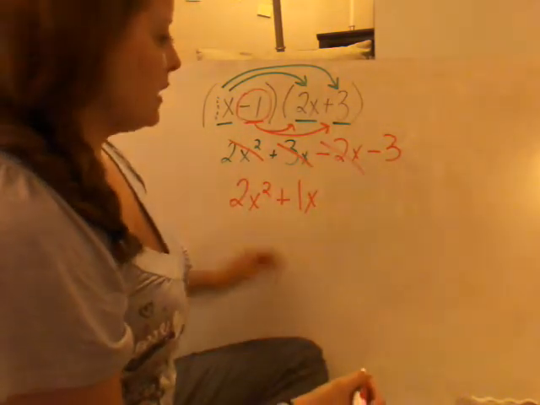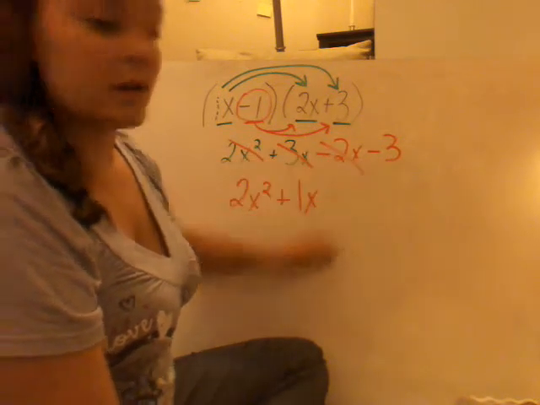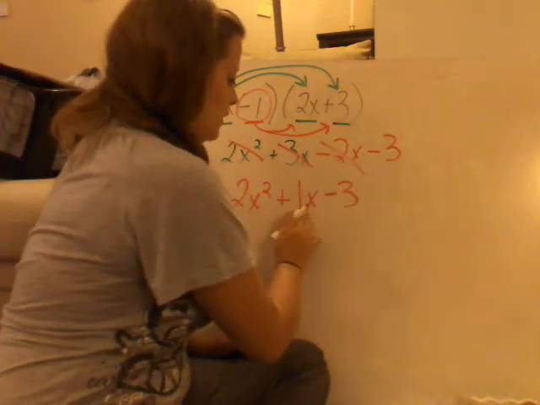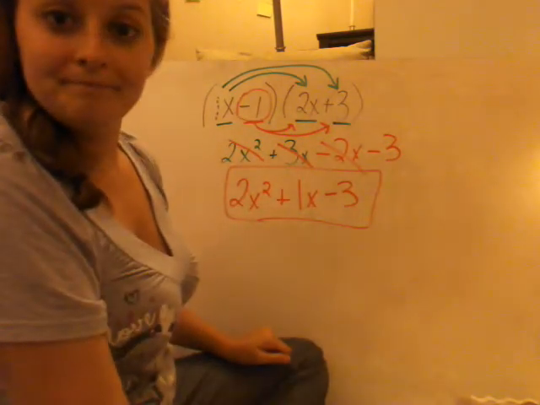Marked off. Now, the only thing I have left is a 3 all by its lonesome, so I'm just going to bring it down. Negative 3. This is my answer. Good?